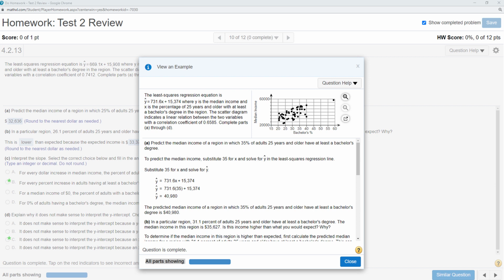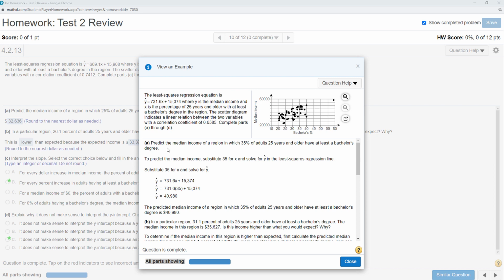So we have a scatter diagram here. It indicates the linear relation between the two variables, and they give us the correlation coefficient, the R here. It's 0.6585, so it's somewhat linear. Okay, complete parts A through D.